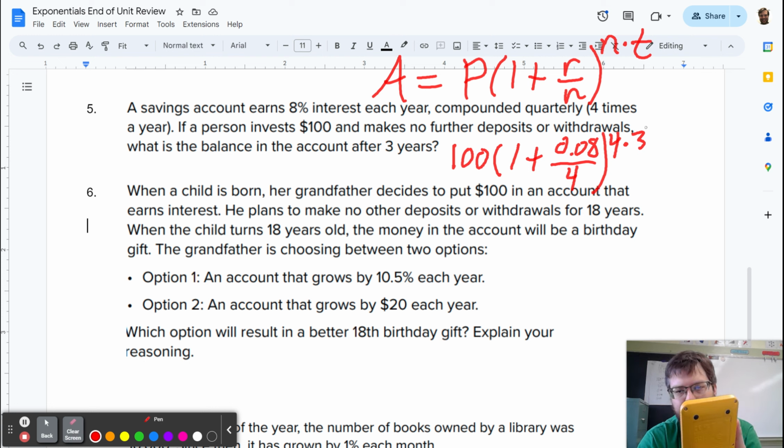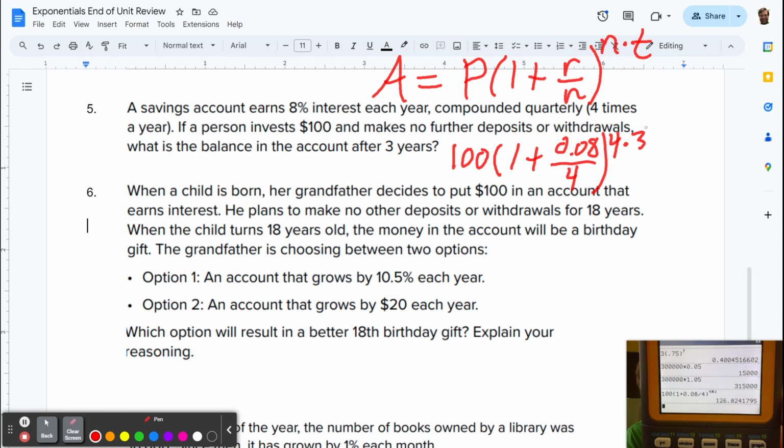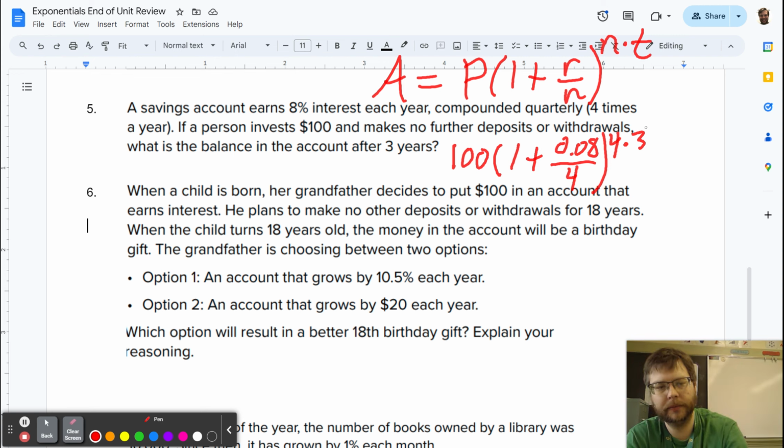I'll show you how it looks on the calculator. That line right down there at the bottom, that's how much money, 126.82. Round it off to the nearest penny. Okay, it doesn't make sense when you have money situations to go 0.824, blah, blah, just to the nearest penny, so 2 decimal places.